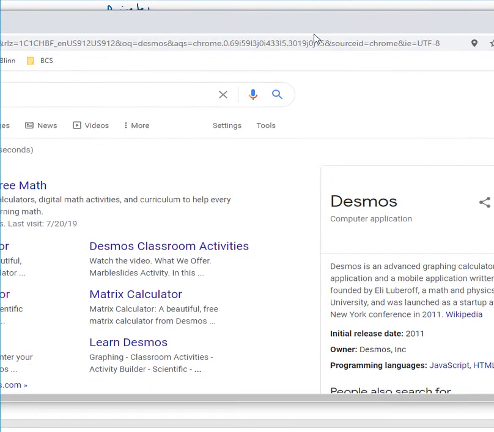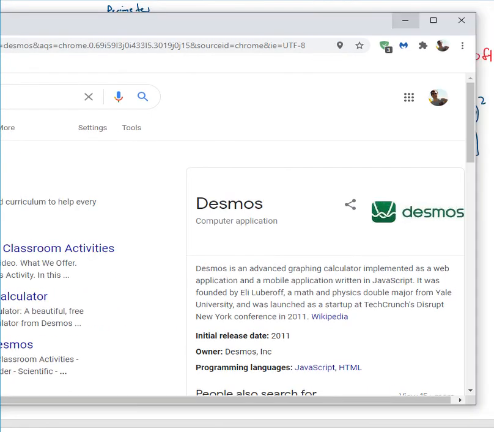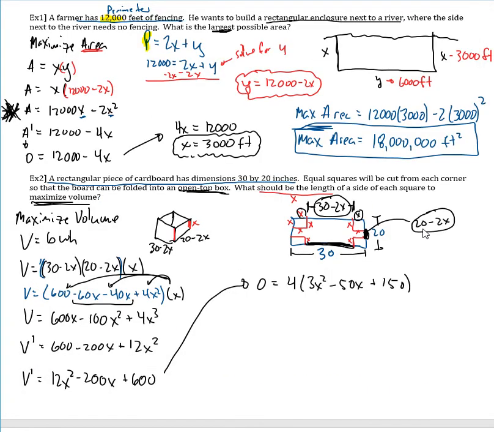Actually, let's not. Let's do one other thing in case we need radicals. So that would give us decimals. Okay, let's go ahead and use our quadratic formula. Now this 4 I could just divide over. Remember, you can divide out constants and they just go away. So that's gone. So I really have 0 equals 3x squared minus 50x plus 150.